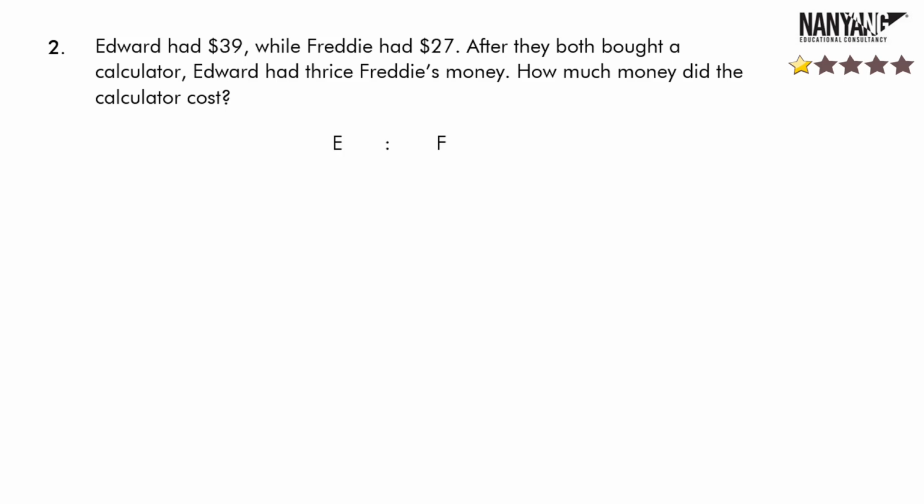Alright, so our first step will be to write down the ratio of Edward and Freddie. Before, it will be $39 and $27. We don't know how much the calculator costs, so that's our change. It's unknown. And after that, Edward had thrice Freddie's money. So Edward will have 3 units and Freddie 1 unit.